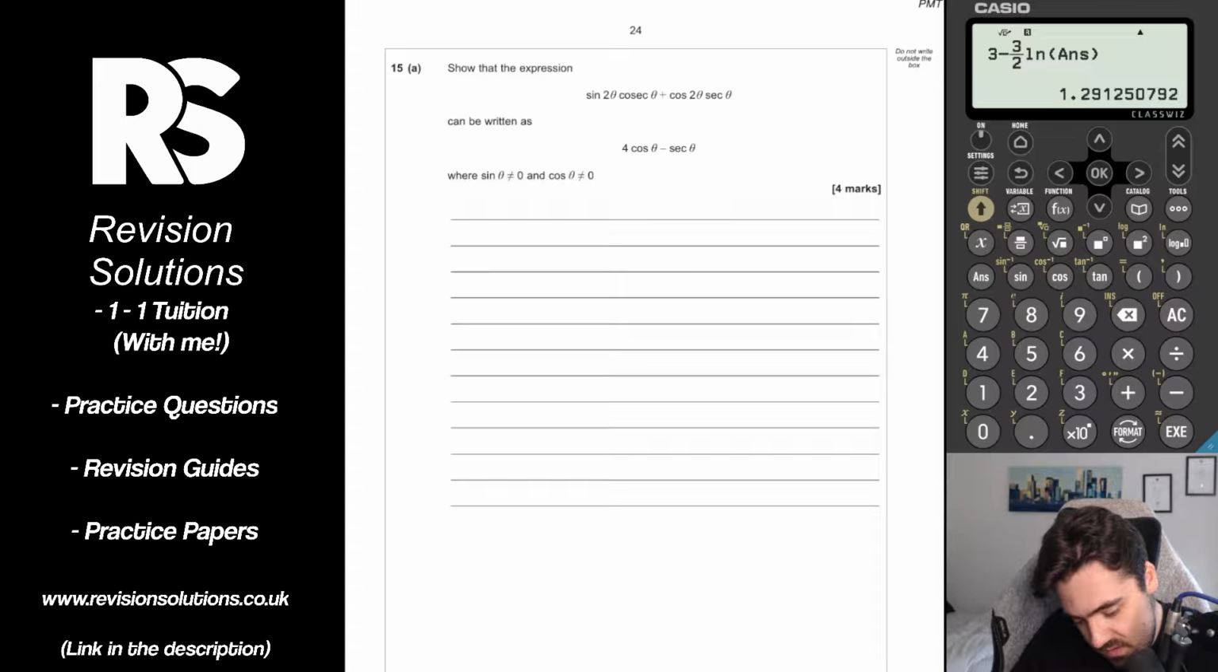So that's going to be 2 sine theta cos theta times cosec theta. And if we think about that, the sine and the cosec will cancel out just to give us a cos.